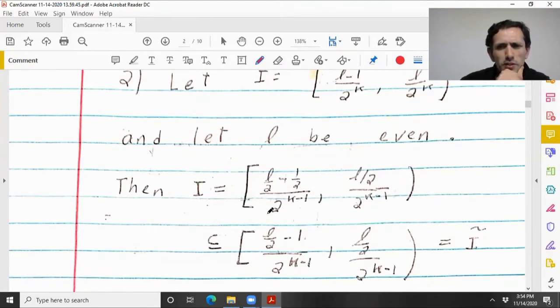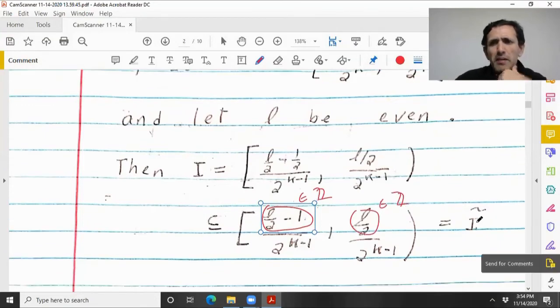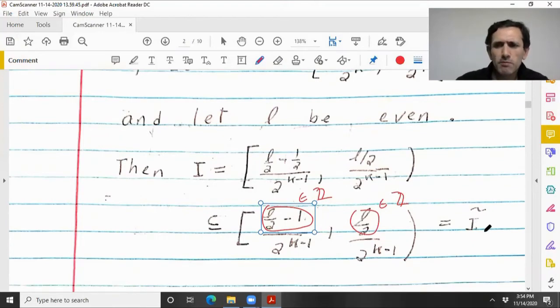Now, both of these numbers here are integers. L over 2 is an integer. Subtract 1, you get an integer. As I mentioned, L is even, so this is an integer. Okay. And this is going to be the parent. This is a dyadic interval strictly larger than I. And you can easily check that the length of I tilde is going to be 1 over 2 to the k minus 1, and that is 2 over 2 to the k. Well, the length of I is 1 over 2 to the k, so it's 2 times the length of I.